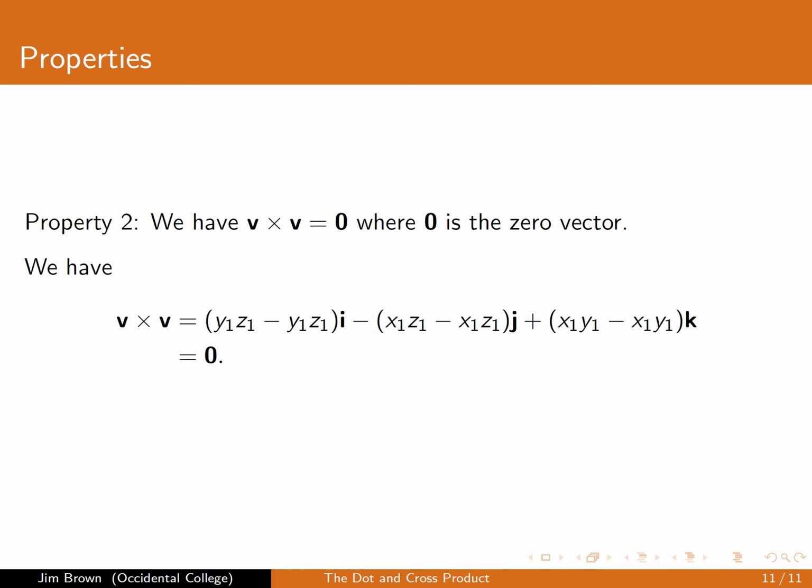And so if we just write this out, since the components are the same, I get y1z1 minus y1z1 and so on. So each of the components here is 0. So we just get the 0 vector back.